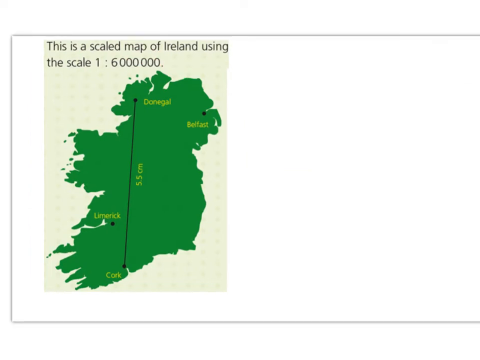Okay, so before we even start to answer part 1 and part 2, we need to rewrite 1 to 6 million. This scale, the numbers are too big to work with, so we're going to rewrite this. So 1 to 6 million means every 1 centimetre on our map represents 6 million centimetres in real life. But when we're talking about going from Cork to Donegal or Limerick to Belfast, we wouldn't talk about going there in centimetres. And we wouldn't even talk about going there in metres either. We would talk about kilometres, because when we're talking about far distances, we talk about kilometres. So we need to change 6 million centimetres, first of all into metres by dividing by 100, and then into kilometres by dividing by 1,000.